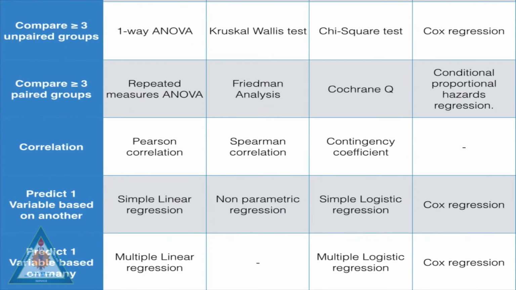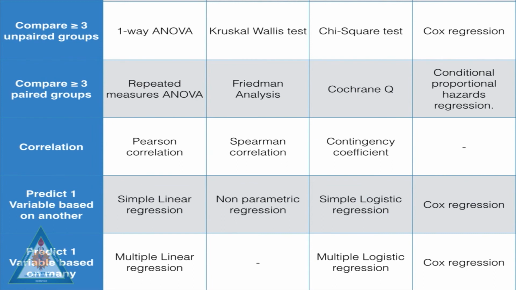There are two more things you can do with predictive statistics, if you want to predict one variable based on another. For example, if variable 1 changes, you want to see its effect on something else, like whether smoking causes cancer, or smoking along with alcohol causes cancer. If you just want to do it for one parameter, you do simple linear regression for normal or scale data, non-parametric regression for ordinal data, simple logistic regression for binomial data, and Cox regression for survival analysis.